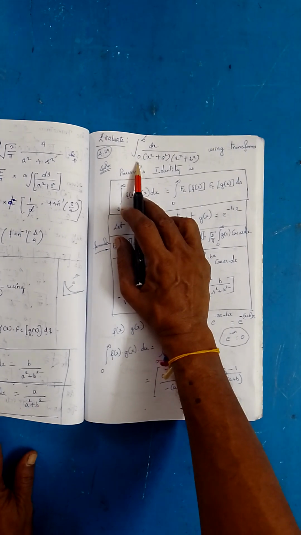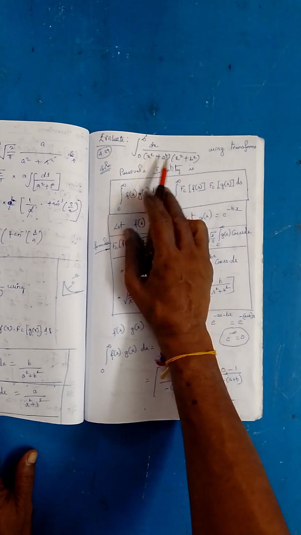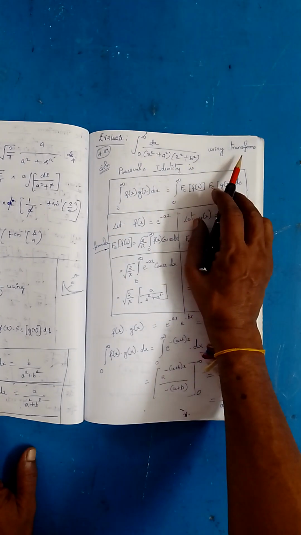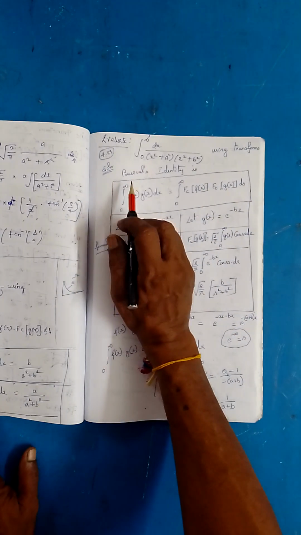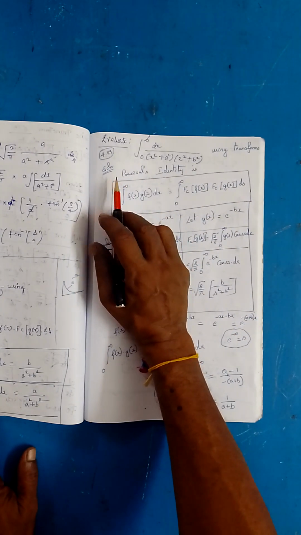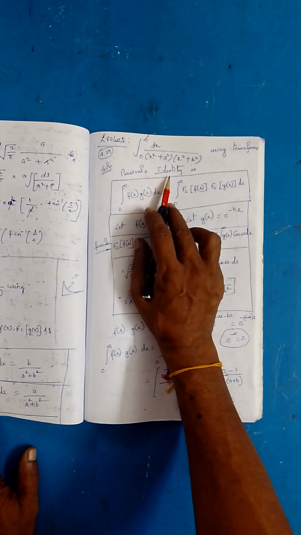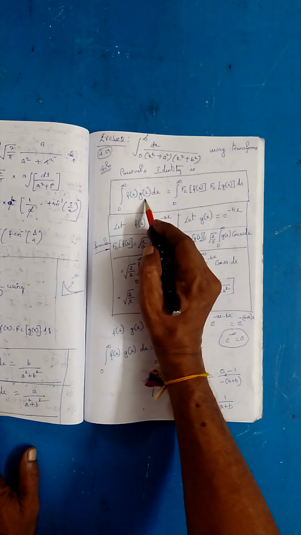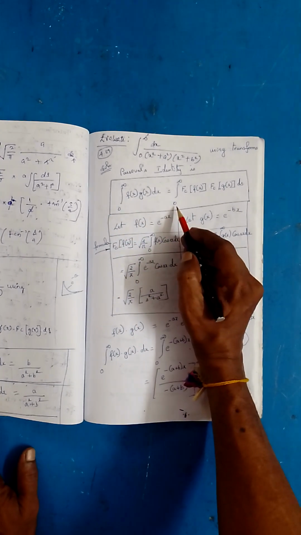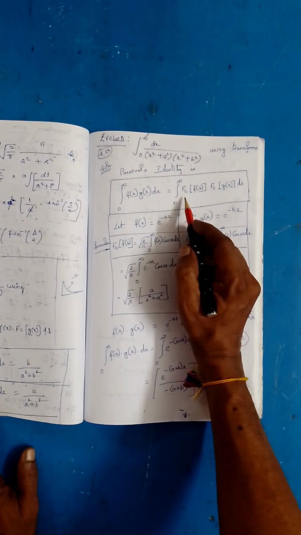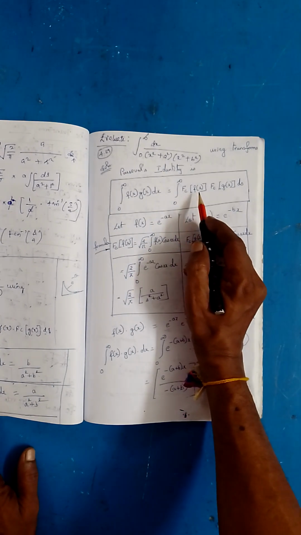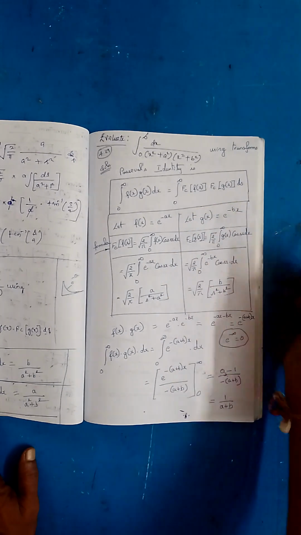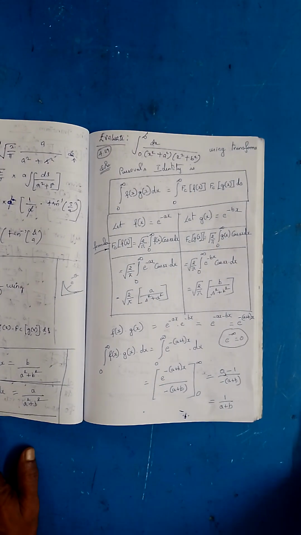Integration of 0 to infinity dx by (x square plus a square) into (x square plus b square) using transforms. So we have to evaluate this integral. Solution. Parseval's identity is integral 0 to infinity f of x into g of x into dx is equal to integral 0 to infinity Fourier cosine transform of f of x into Fourier cosine transform of g of x into ds. So this is Parseval's identity.